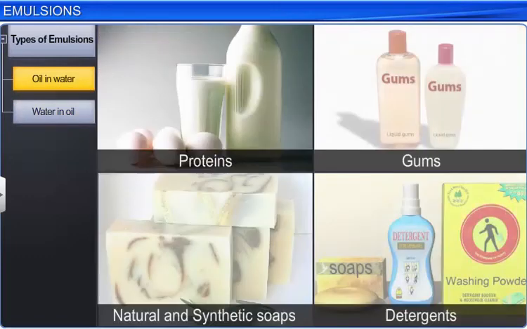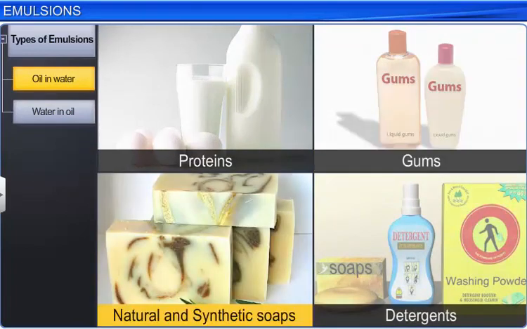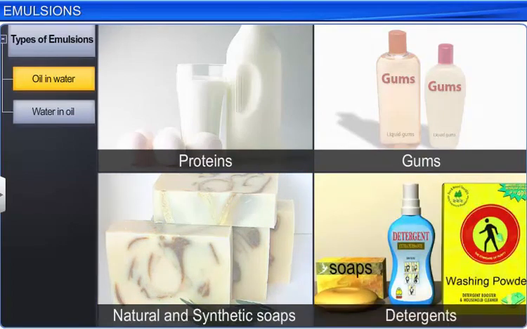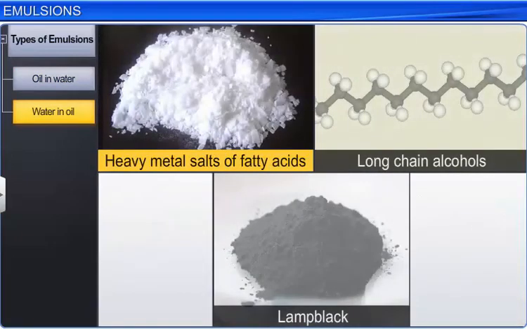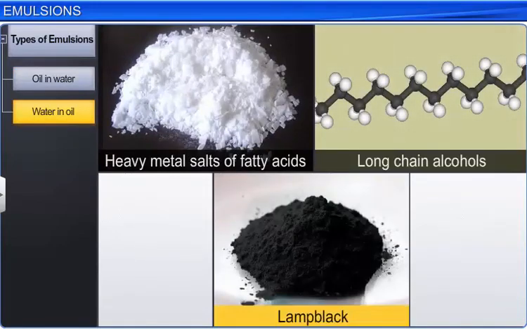Proteins, gums, natural and synthetic soaps, detergents, etc. are the principal emulsifying agents for oil and water type of emulsions. Similarly, heavy metal salts of fatty acids, long-chain alcohols, lamp black, etc. are used for water and oil type of emulsions.